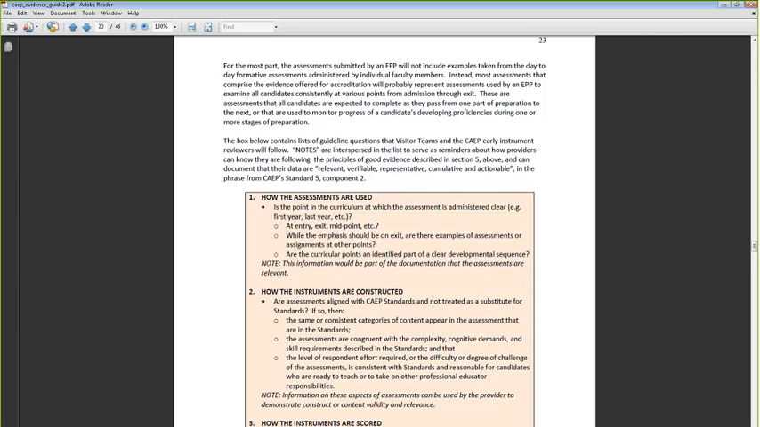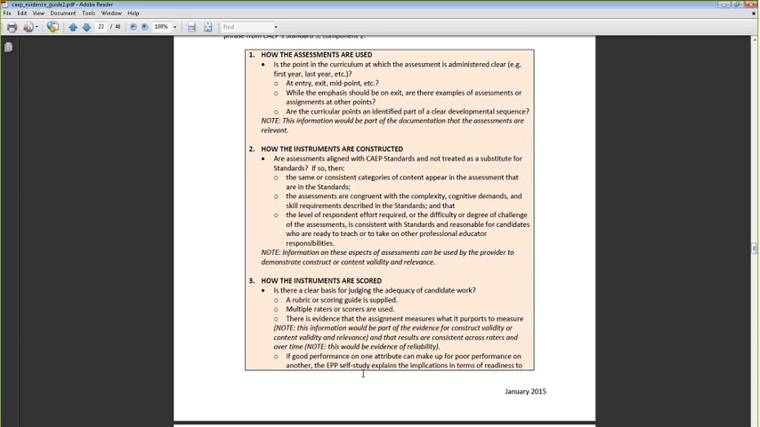Next, how are the instruments constructed? How did you create this portfolio? How did you decide what was to be included with it? Are the assessments aligned with the CAPE standard? Who was involved in the development of the instrument, the portfolio? And then, finally, how was it scored? This is where you'll upload your scoring guide. We're going to spend a good bit of our webinar time looking at a variety of portfolio scoring guides, rubrics, and checklists, so that we can talk about the strong and weak points of each one.